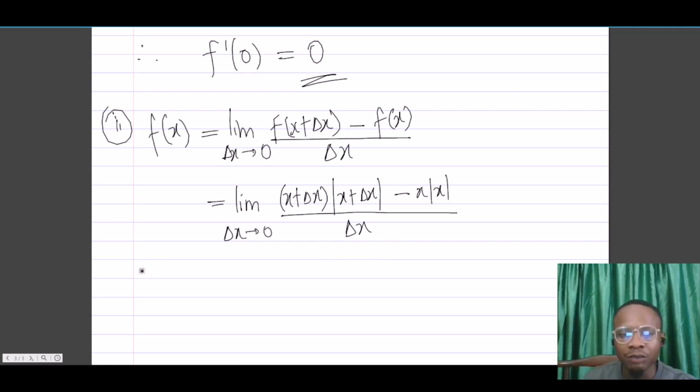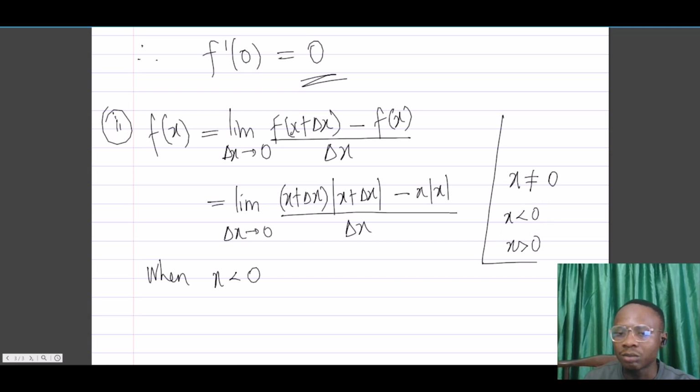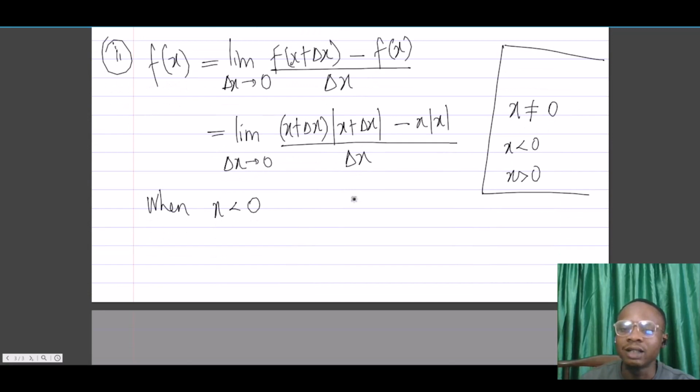So let's examine what happens when x is less than 0. We know that if x is not equal to 0, the question says that we should get the characteristic when x is not equal to 0. And if x is not equal to 0, x may be less than 0 and x may be greater than 0. So we consider each of these situations separately. So we want to firstly find out what happens to this limit when x is less than 0.